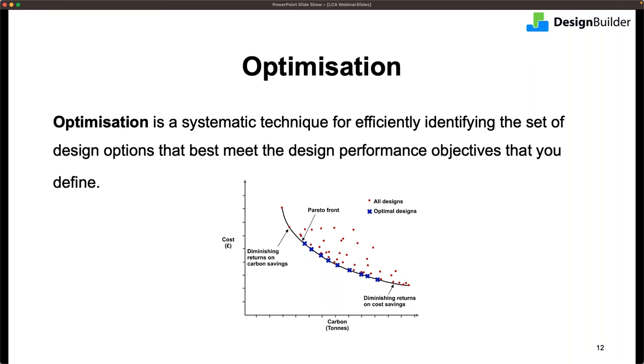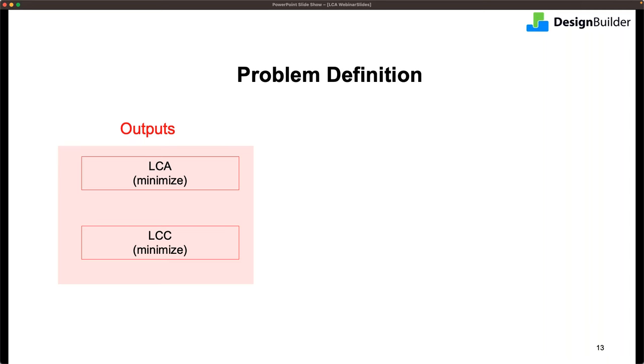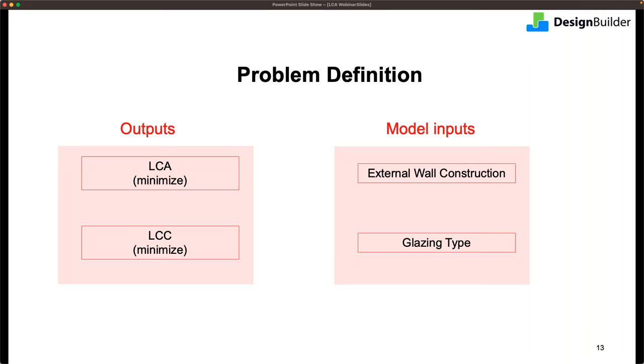confidence. In this webinar, we will focus on identifying an optimal design that simultaneously minimizes life cycle carbon and life cycle cost. This is a typical optimization problem where changes to the input parameters could affect the outputs in opposite ways. For example, choosing materials that would reduce the cost would potentially lead to increase in carbon emissions. So here, life cycle carbon and life cycle cost will be the objectives we aim to minimize, and external wall construction and glazing type are our design variables.